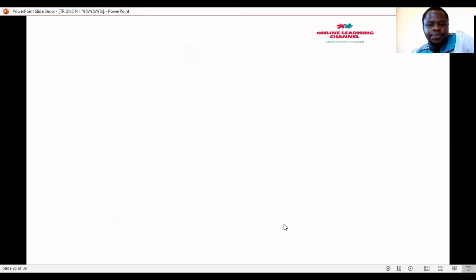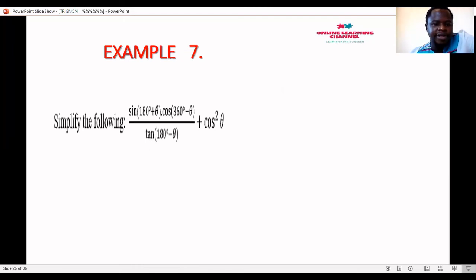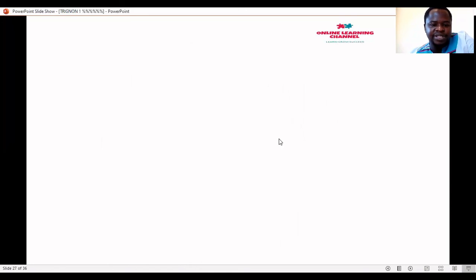And then example number 7, simplify the following: sin 180 plus theta, cos 360 minus theta, tan 180 minus theta, plus cos squared theta. This should be simple.